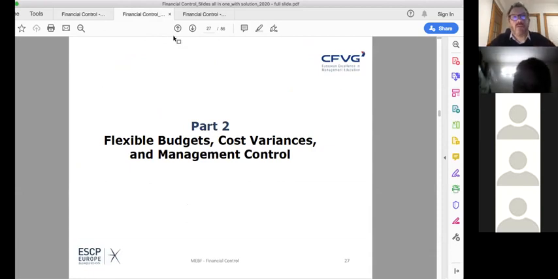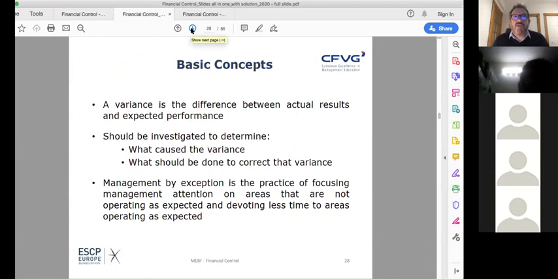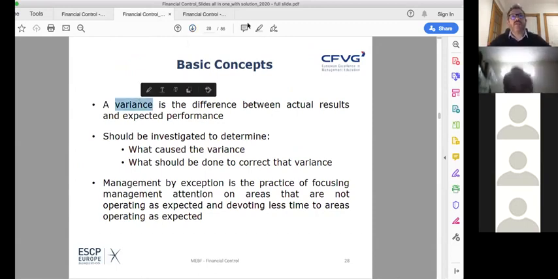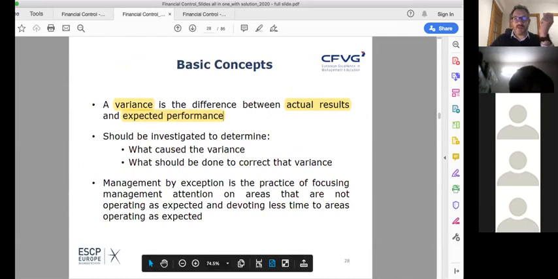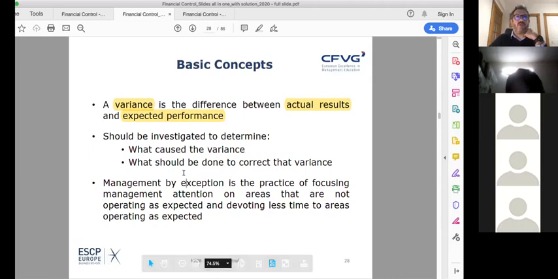Okay, so let's move to part 2, which is about the flexible budget, cost variances, and management control. So here, what we're going to discuss is actually how to make the calculation of the variance. The variance, which is something important in this chapter, is the difference between the actual results and expected performance. So that's the difference between the budget and what really happened. Of course we must wait for the end of the period to know the actual performance, right?